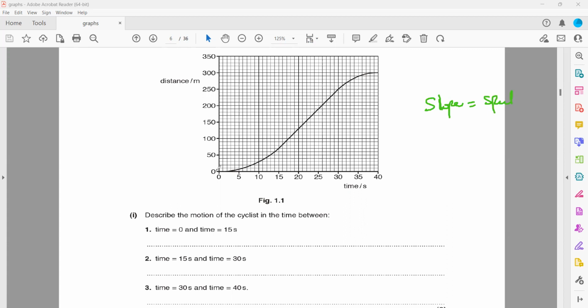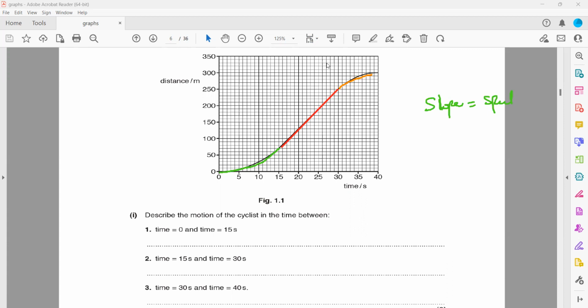So first, from 0 to 15 seconds, the speed was increasing. Then 15 seconds to 30 seconds, the speed was constant. And from 30 seconds to 40 seconds, the speed was decreasing because the slope is decreasing.